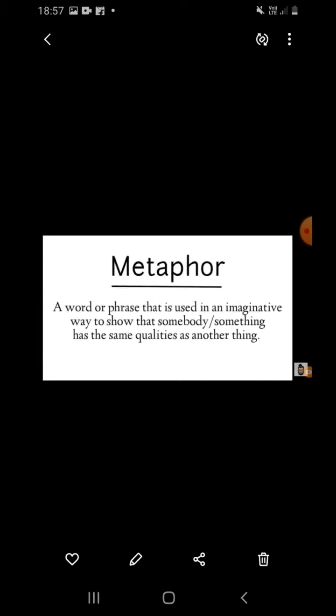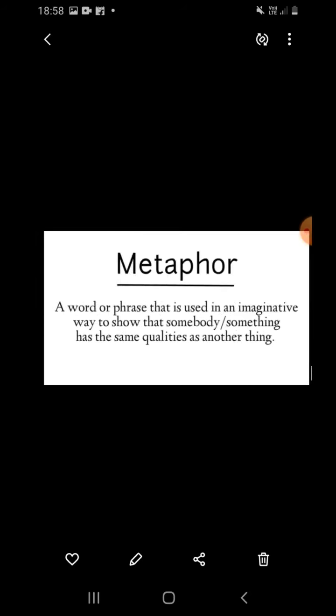Then next, a very important figure of speech for the 12th board exam, metaphor. Metaphor is a word or phrase that is used in an imaginative way to show that somebody or something has the same qualities as another thing. In a metaphor, when a direct comparison is made, it is called metaphor, or it is an implied simile. In a simile, there is a direct comparison between two objects. This is the very important difference between the two figures of speech.